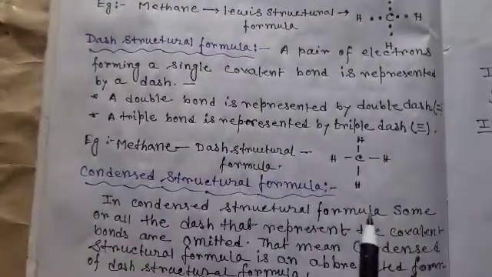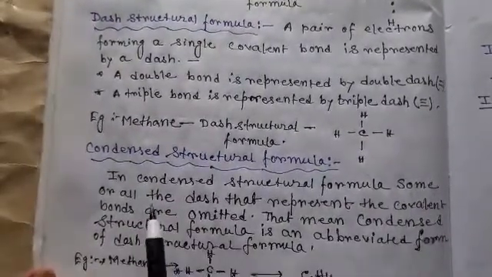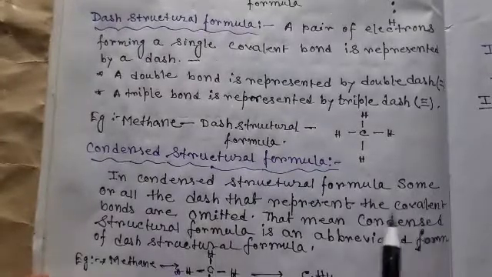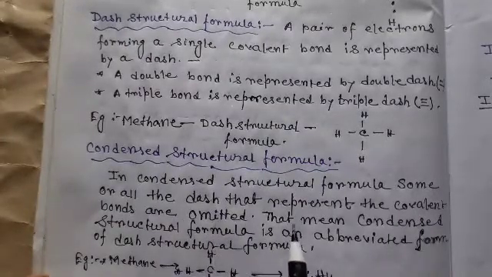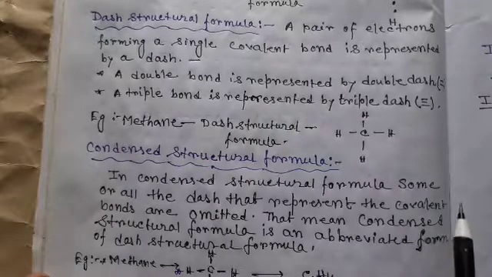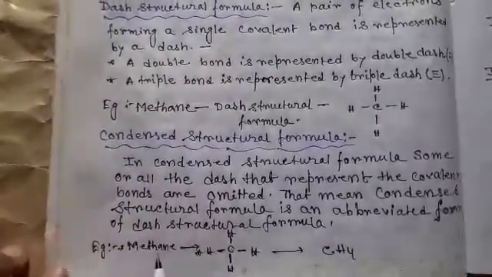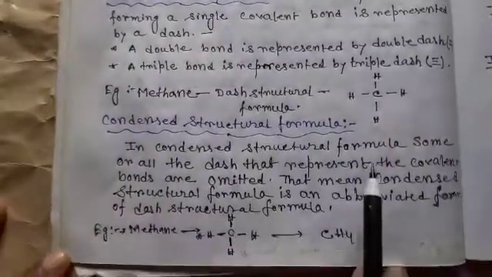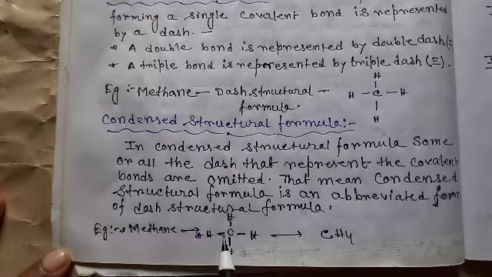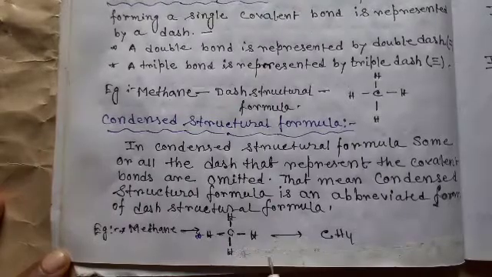Next, the condensed structural formula. In the condensed structural formula, some or all dashes that represent the covalent bonds are omitted. That means the condensed structural formula is an abbreviated form of the dash structural formula. For example, methane, that is the dash structural formula of methane. Here the covalent bonds between carbon and hydrogen are represented by dashes. Those dashes are omitted and a formula is formed, that is the condensed structural formula CH4. CH4 is the condensed structural formula of methane. It is an abbreviated form of the dash structural formula.